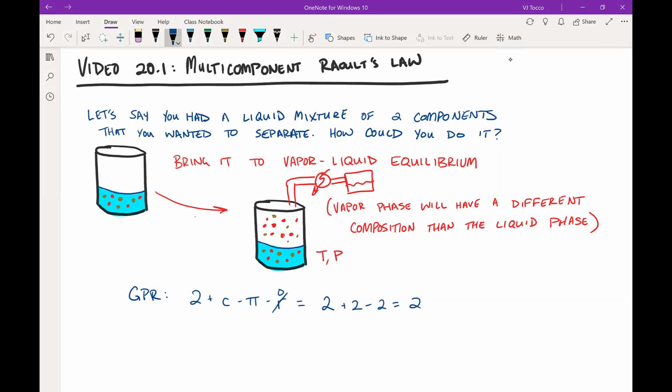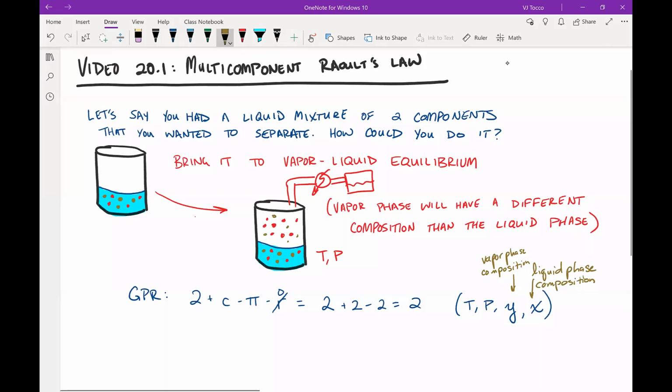Now remember, in the single component phase equilibrium case, my choices were temperature, pressure, and vapor phase composition. Now that I have two condensable components, or two components that can exist in the liquid phase, I have to add X, the liquid phase composition. So once again, the implication of Gibbs phase rule equaling 2 means that if I set any two of these variables, then the other two will be set by relationships.